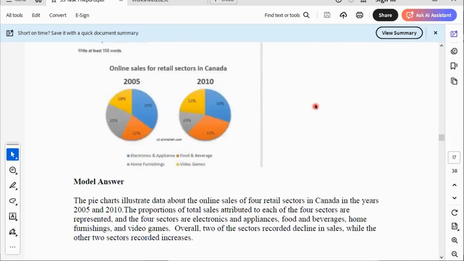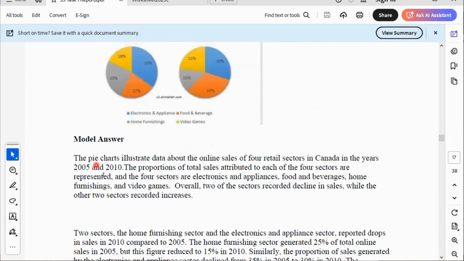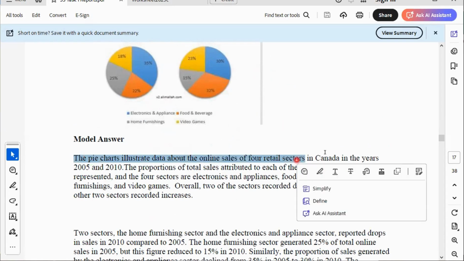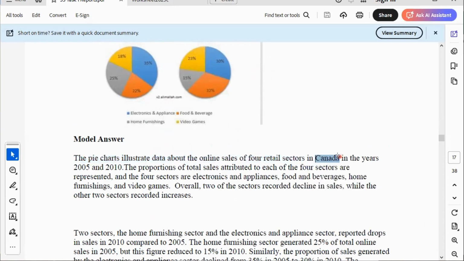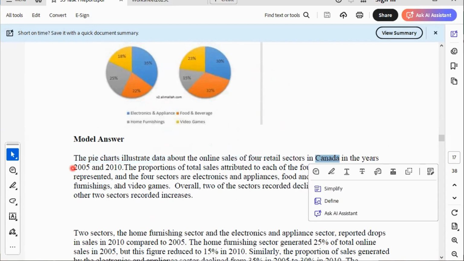Start with a clear introduction that paraphrases the question prompt and that follows the what, where, when formula. Look at the what. The pie chart illustrates data about the online sales of 4 retail sectors. That's the what. Look at the where, Canada. Look at the when, 2005 and 2010.